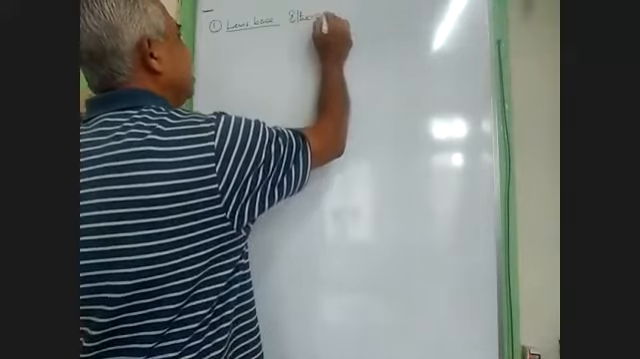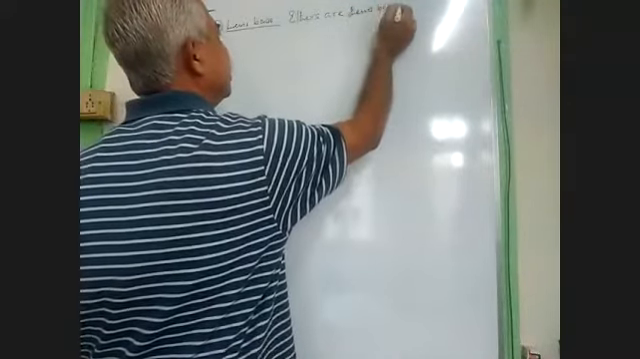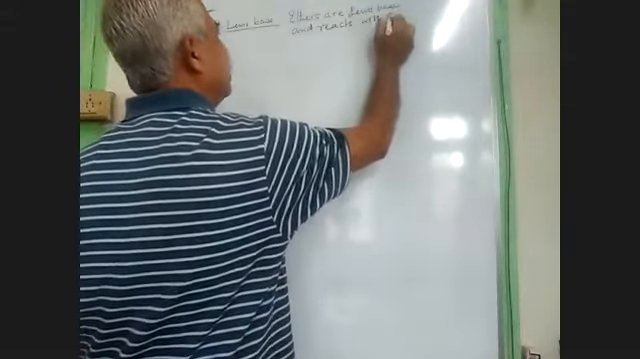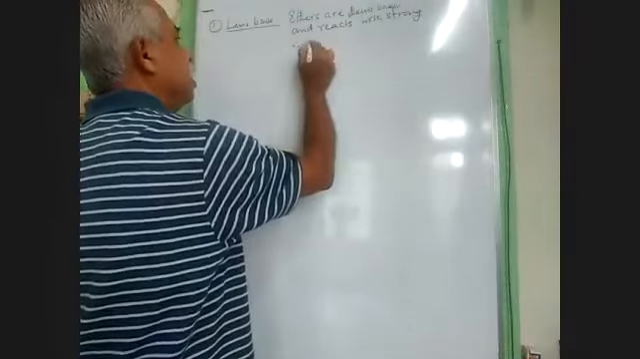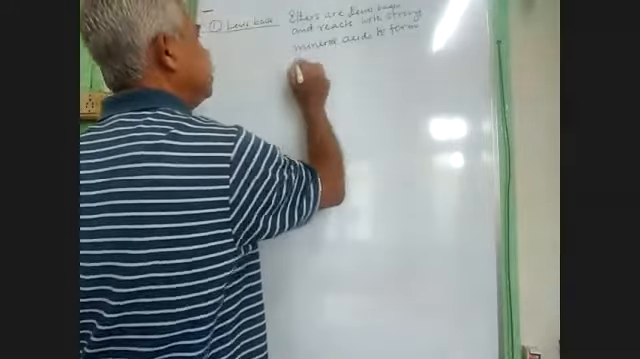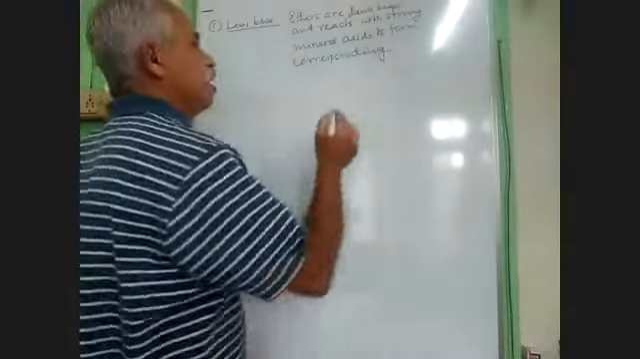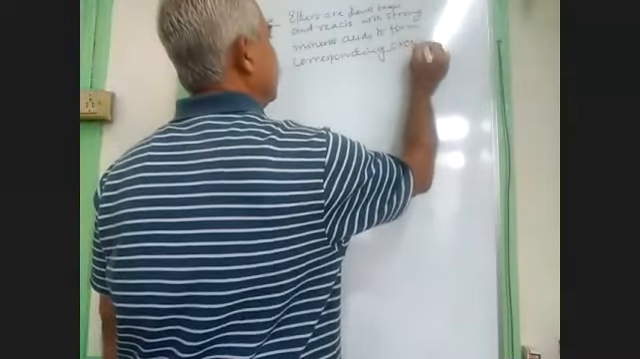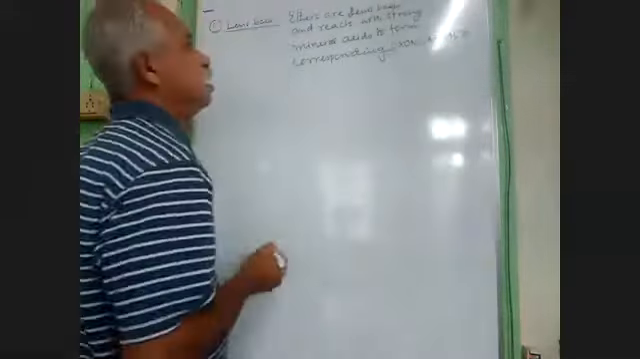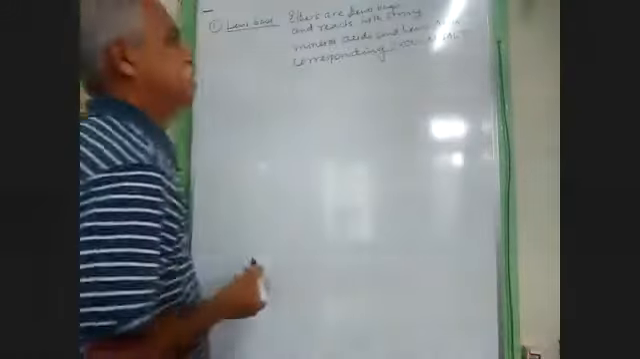That is, ethers are Lewis bases and react with strong mineral acids to form the corresponding oxonium salts, with mineral acids and Lewis acids. Okay, this one we have done.